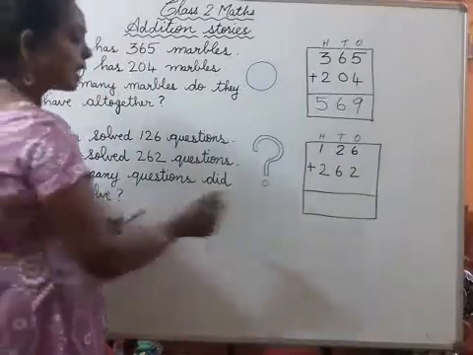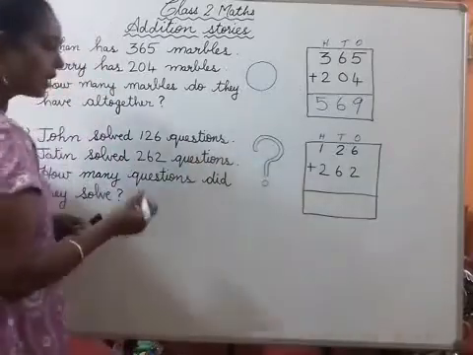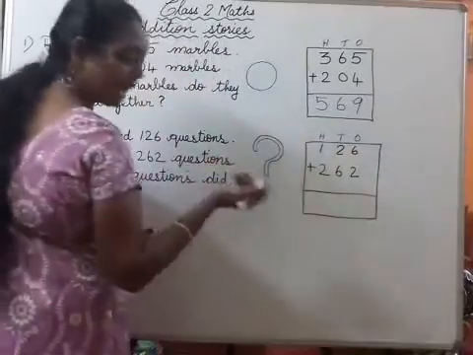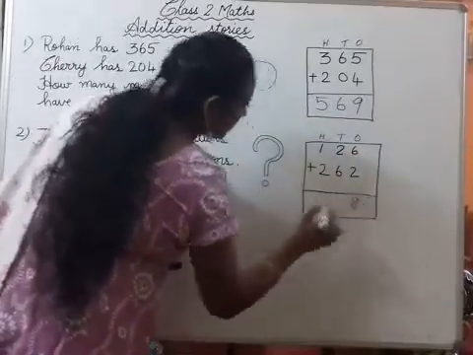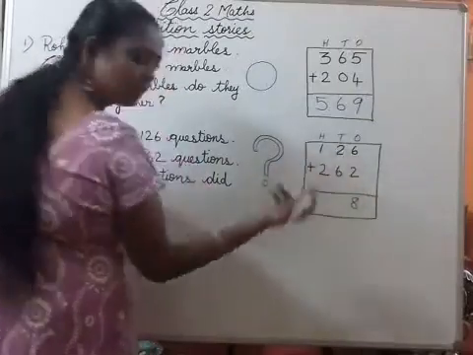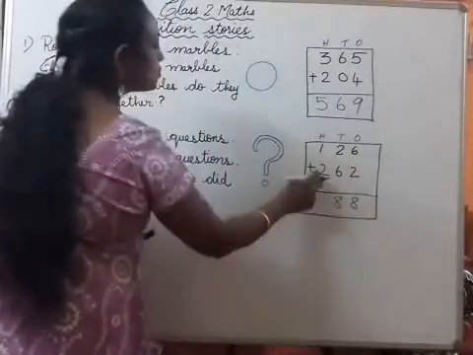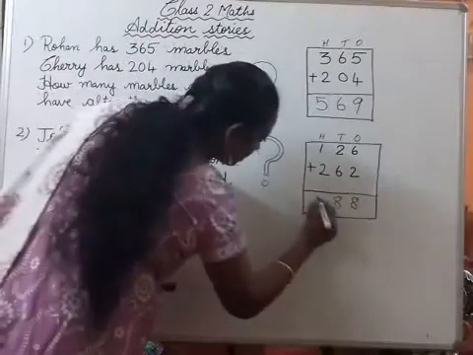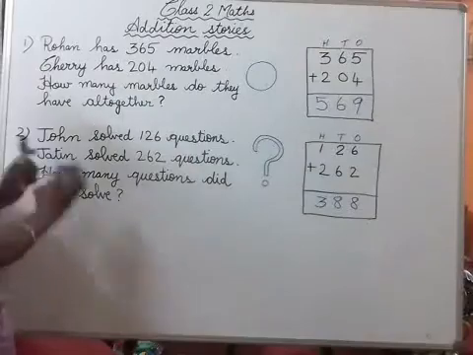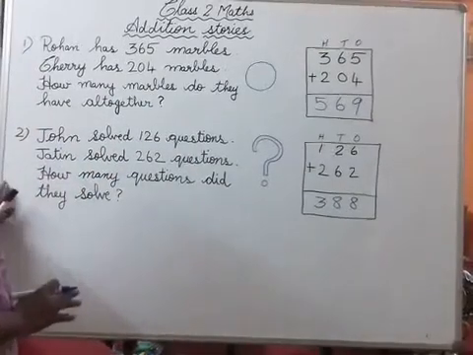We will start from ones place. हमेशा ones place से start करना addition. Next, 6 plus 2 will be 8. Next tens place 2 plus 6. 2 plus 6 also will be 8 only. Next 2 plus 1. Yes, 3. So 388 questions solved together. Hope you can solve these questions on your own also.